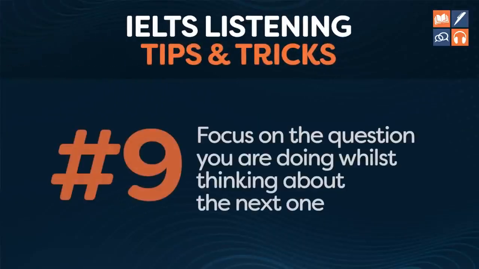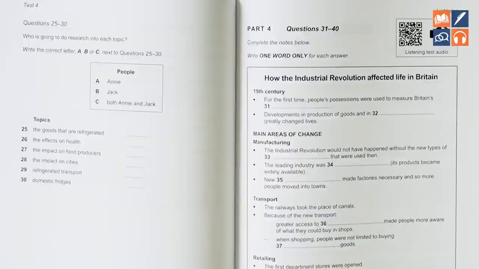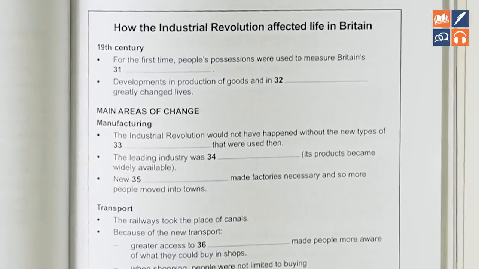So the next tip is focus on the question that you're doing, but think about the next one coming up. So what does that mean? So practically speaking, for example, this question. The first part of this question is about the 19th century. When they are talking about the 19th century, you want to be totally focused in on that part to get the correct answer. But you want to have part of your brain thinking about main areas of change, manufacturing, the Industrial Revolution.